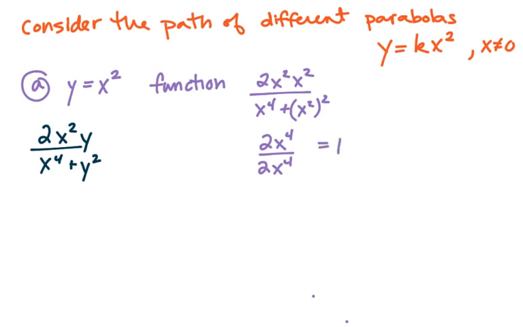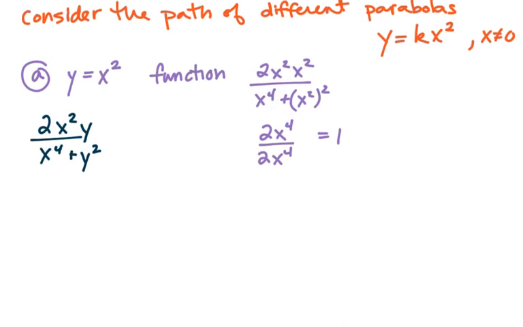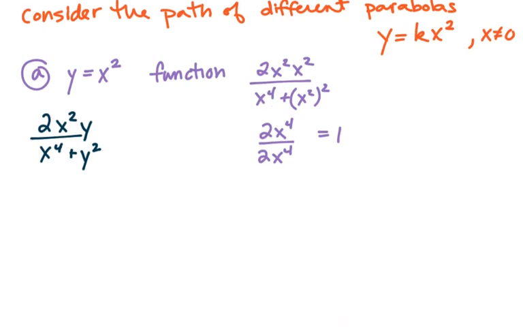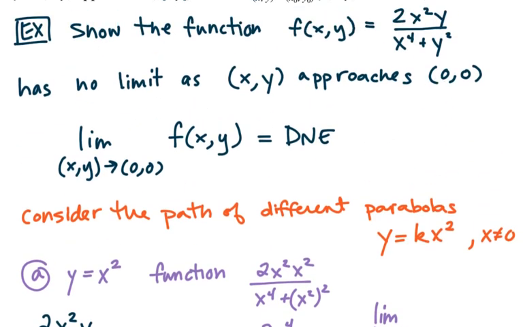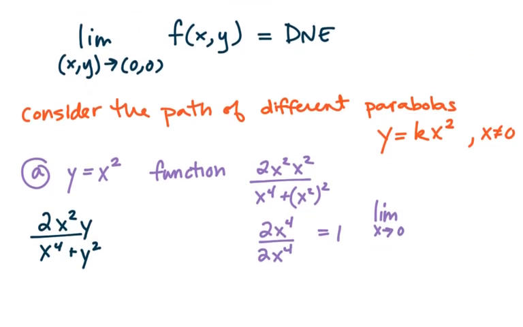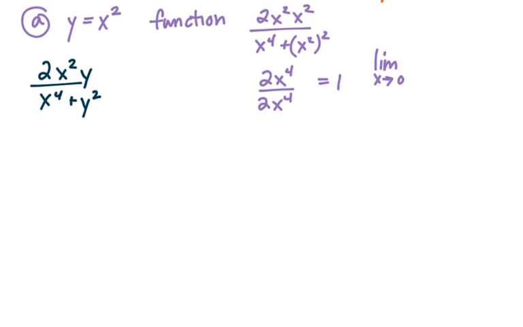So this function's all in terms of x's, and so now we would be looking at the limit as x approaches 0, because again, that's what we had up here. We had x equals 0 and we turned it all into x's, so the y is gone. As x approaches 0 of this simplified function, which is 1, so that limit is 1.